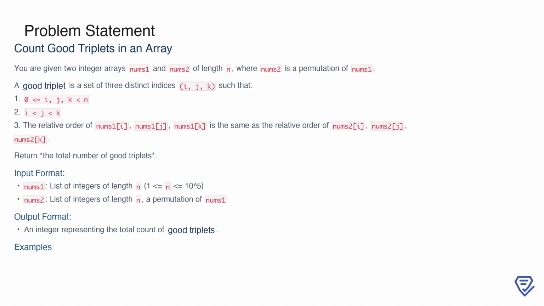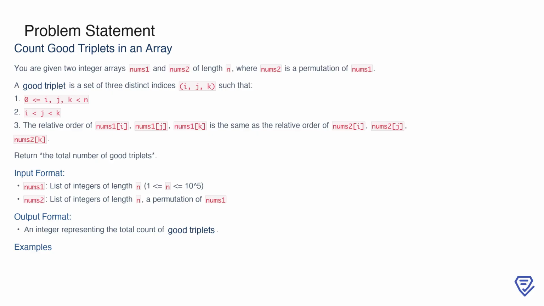Let's get started. In this problem, we are tasked with determining the number of good triplets in two integer arrays nums1 and nums2 of the same length n. Here, nums2 is a permutation of nums1, meaning it contains the same elements, just possibly in a different order. A triplet is defined by three distinct indices i, j, k, where i is less than j, and j is less than k. For the triplet to be considered good, the relative order of the values at these indices in nums1 must match the relative order of the corresponding values in nums2. Our goal is to compute the total number of good triplets.